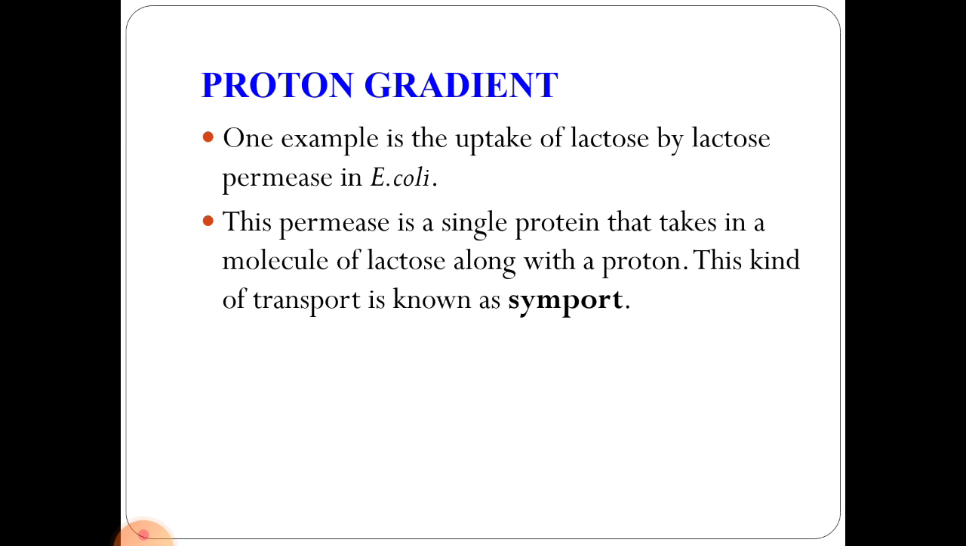In proton gradient, one example in E. coli is uptake of lactose by lactose permease. This permease is a single protein that takes in a molecule of lactose along with a proton. This kind of transport is known as symport, wherein lactose and a proton are moving inside the cell simultaneously.